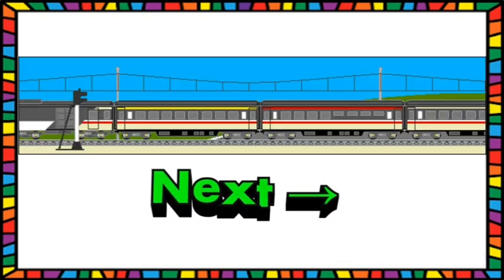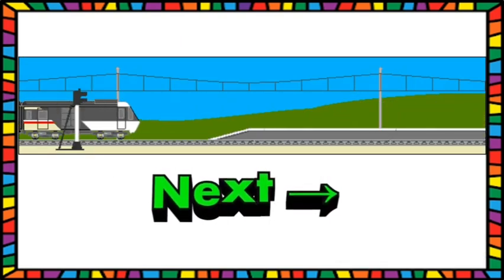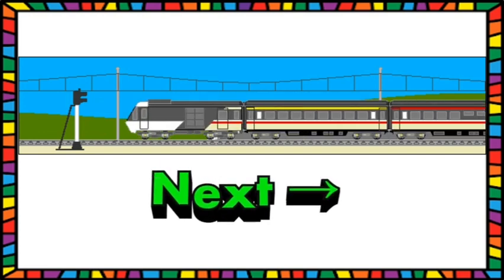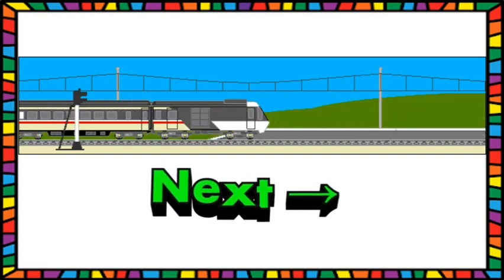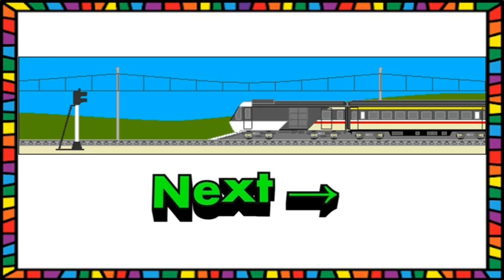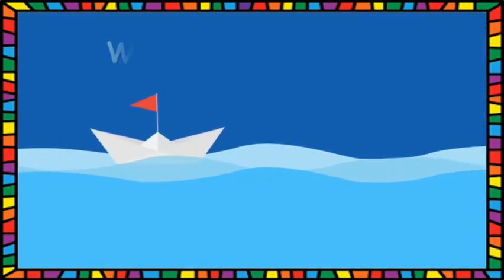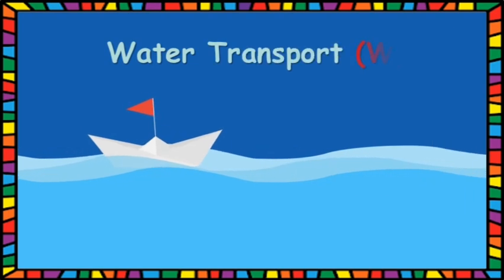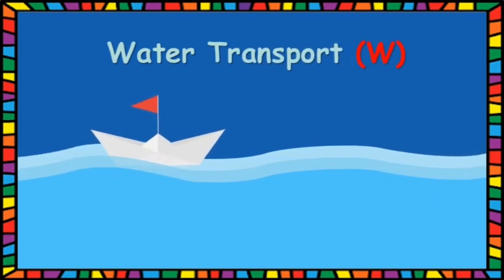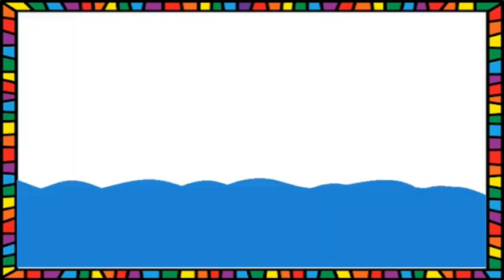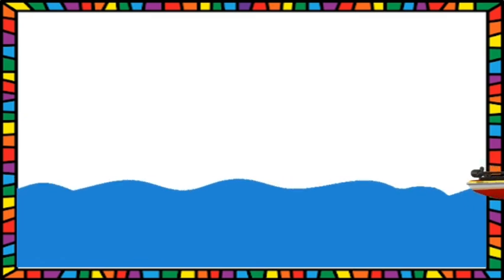Now, children, let us move on to the next means of transport. That is, you are right, that is water transport. W for water transport. Let us begin with the vehicles. The first one is a boat.